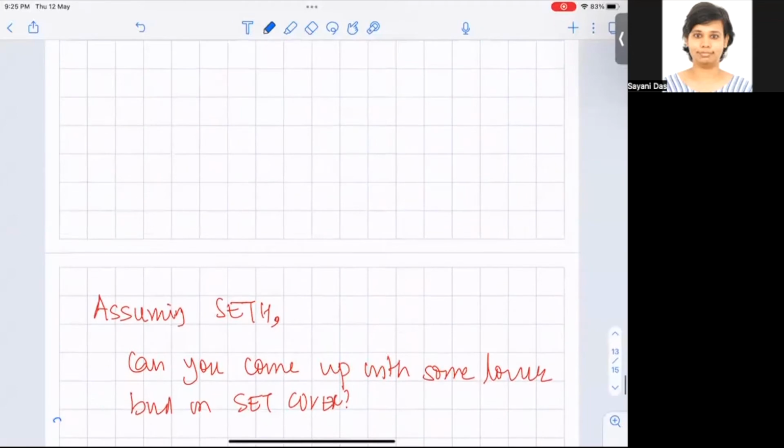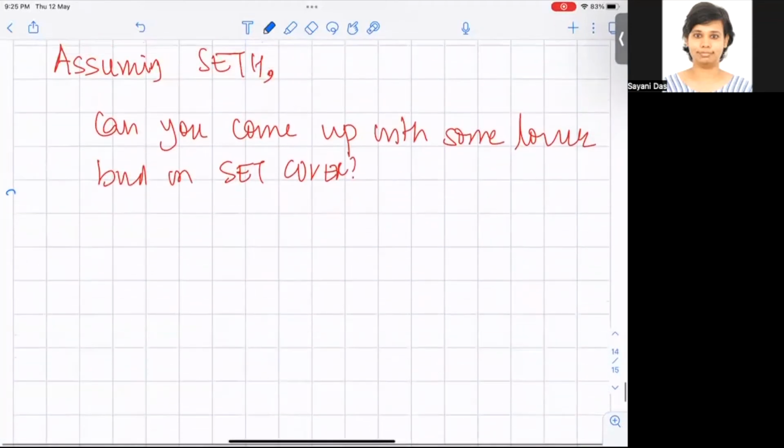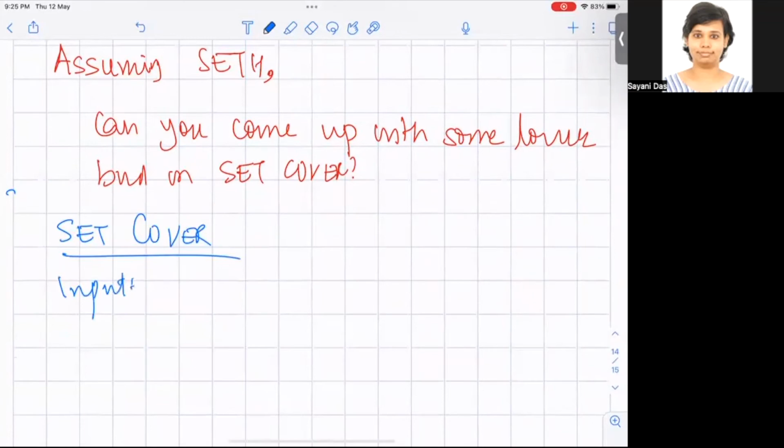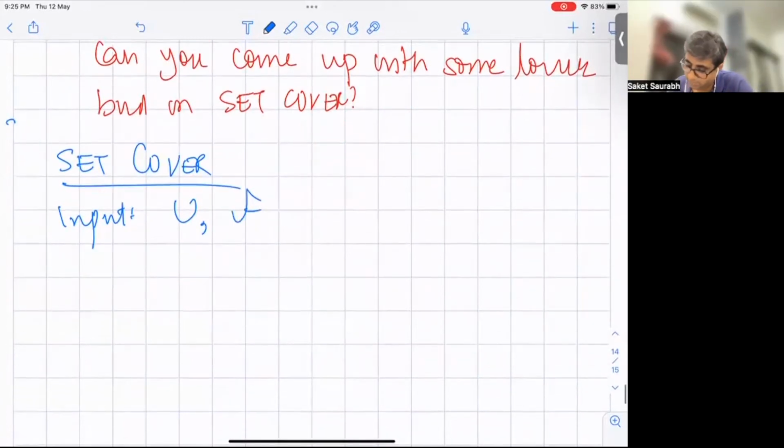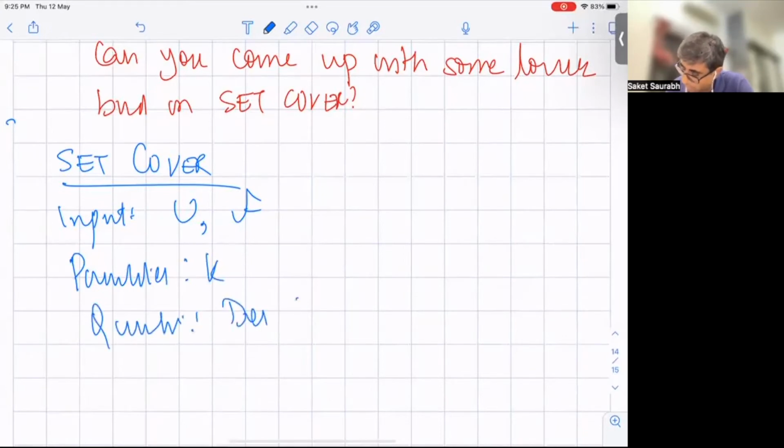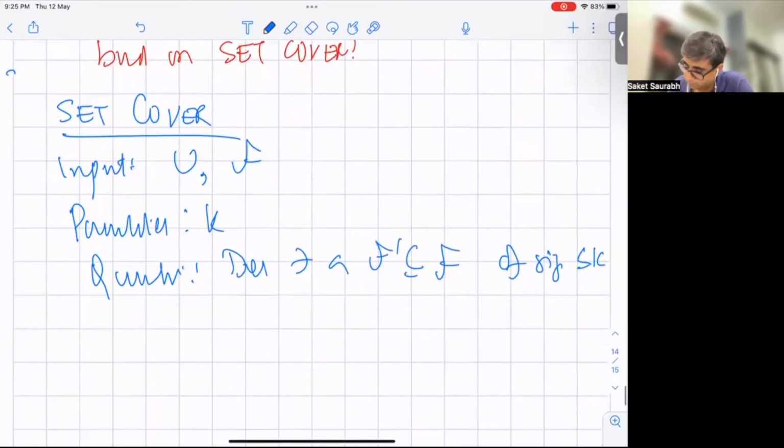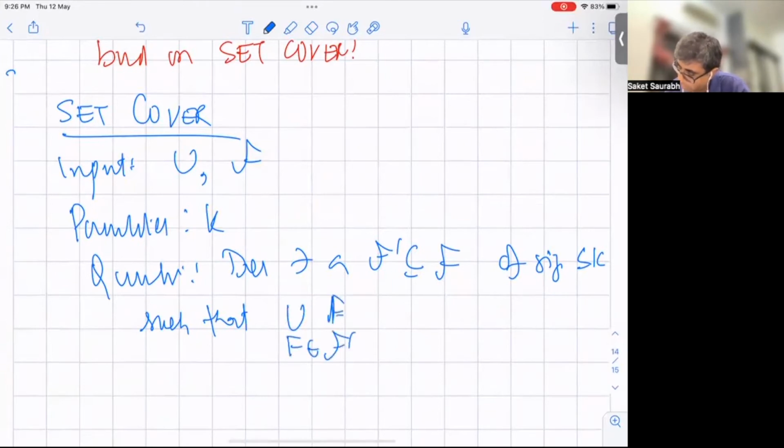Okay, what is set cover? You have a universe and a family of sets, and there's nothing about a parameter. The question is, does there exist a family F prime subset of F of size at most K such that the union of the sets in F prime is equal to the universe? Okay, this is set cover.